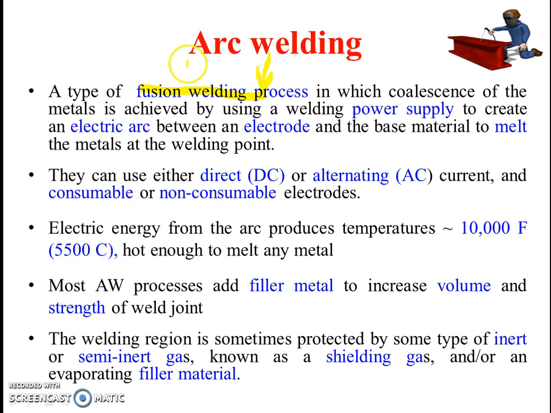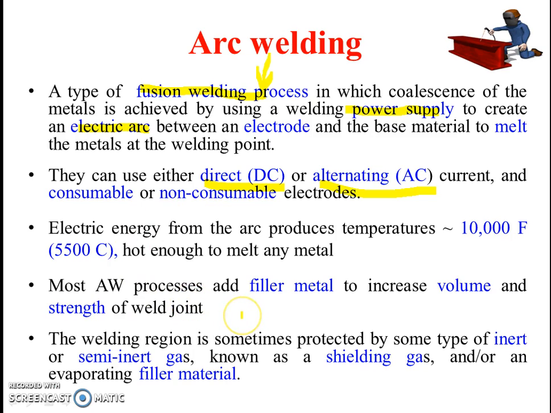The arc welding process is a type of fusion welding process in which the welding is accomplished by the use of a power supply. The power supply is used to create an electric arc between the electrode and the workpiece. The power supply can be either direct current or alternating current. The electrode may be consumable or non-consumable.